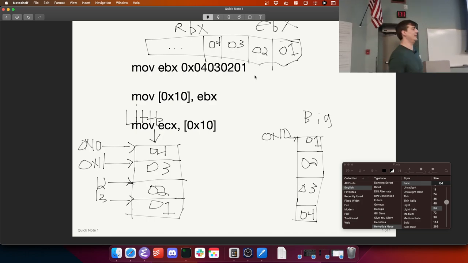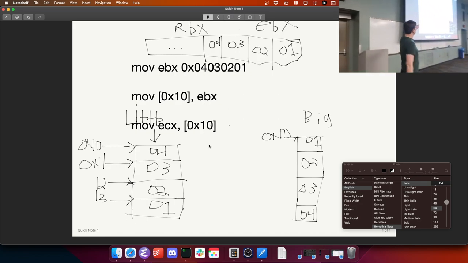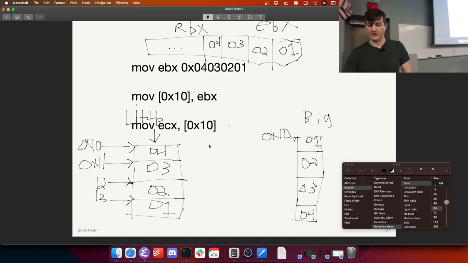But this is important because in both architectures, little and big endian, where you're using the same data types, it doesn't matter because the CPU is fundamentally doing this flipping for you.